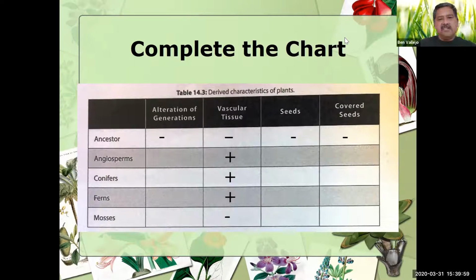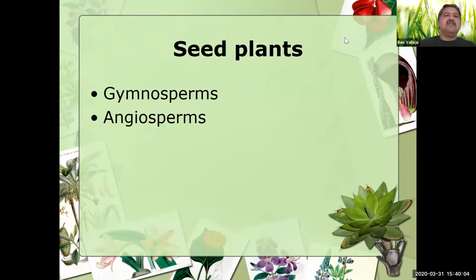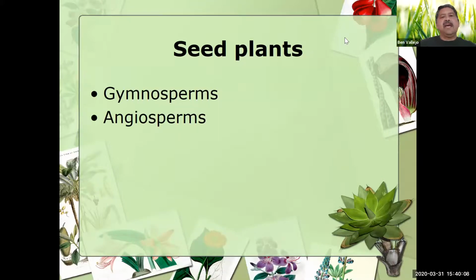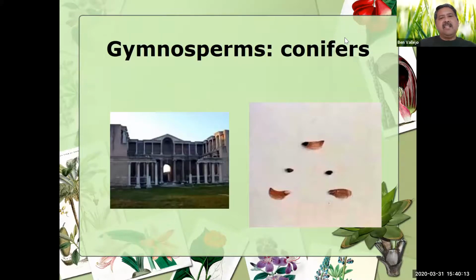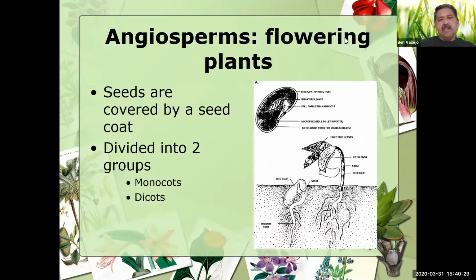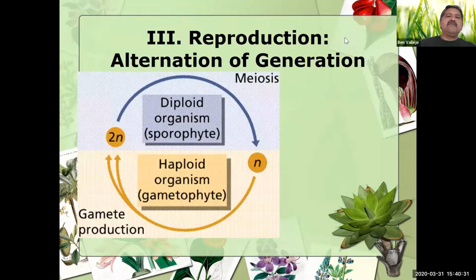So there are the seeded plants, and then here's the unseeded vascular plants, the ferns. And remember, the mosses do not have any vascular tissue. Well, those ferns are seedless. And there are seeded plants, the Gymnosperms and Angiosperms. And the Gymnosperms have a naked seed, so they don't have a seed coat. And the Angiosperms do have a seed coat. And there are two different types of Angiosperms. There's Monocots and Dicots.